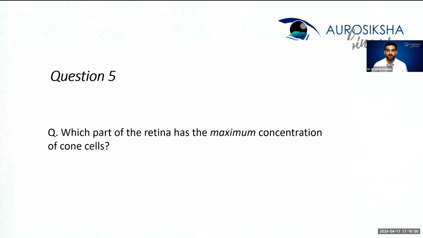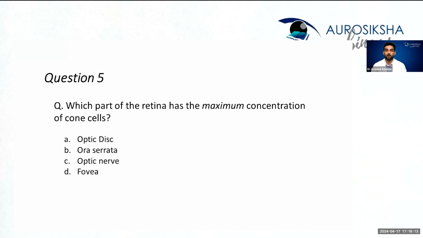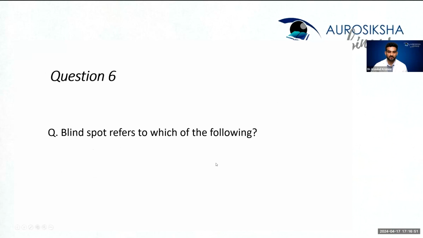So that brings us to the end of the second presentation. We are going to end with just 2 questions. So question 5, which part of the retina has the maximum concentration of cone cells? Is it the optic disc? Is it the ora serrata? Is it the optic nerve? Or is it the fovea? Okay, 73% have got it right. It's the fovea.